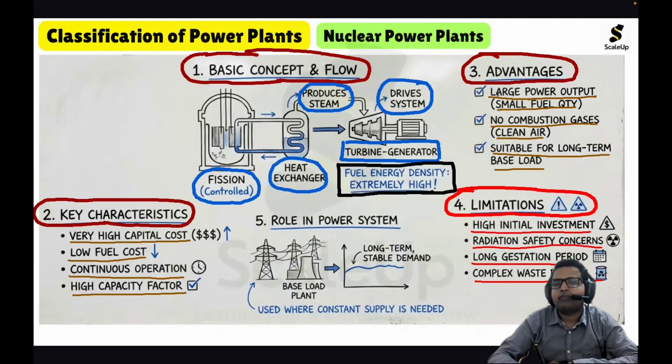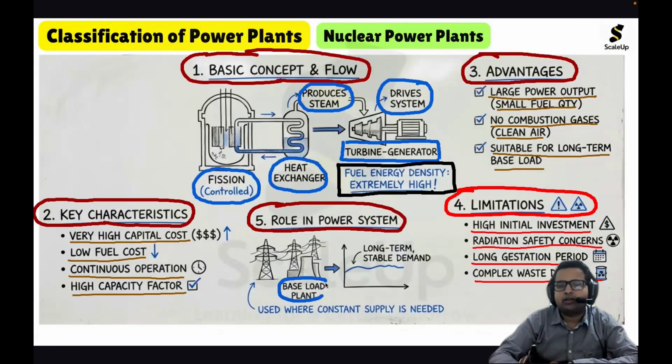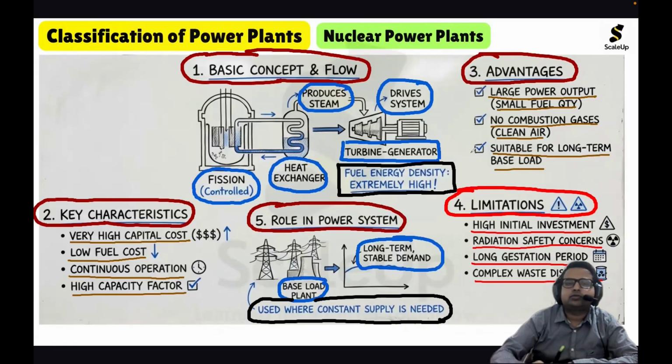for nuclear power plants. If we talk about the role in the power system, in power generation, these nuclear power plants act like base load plants. They can serve long-term stable demand. They are used when constant supply is needed. So that is nuclear power plants.